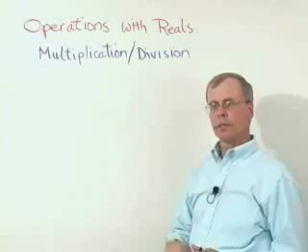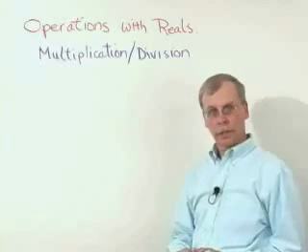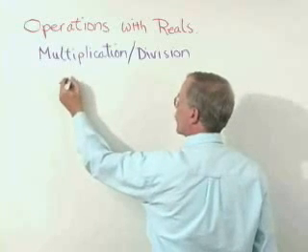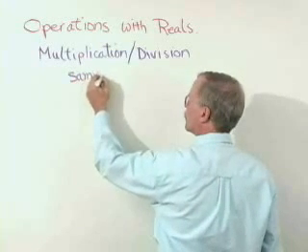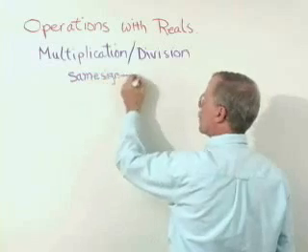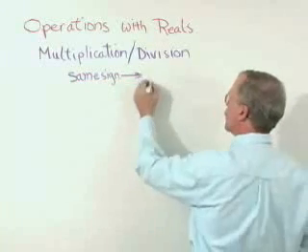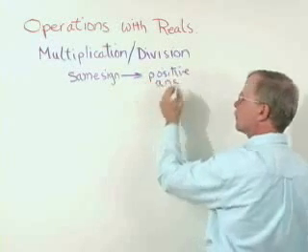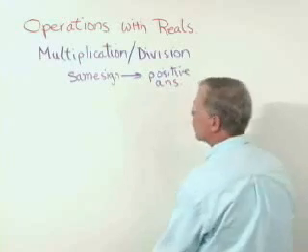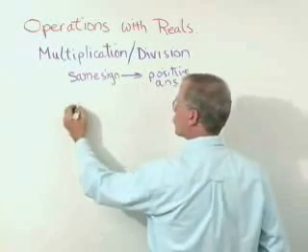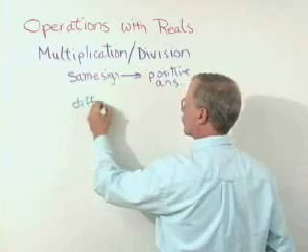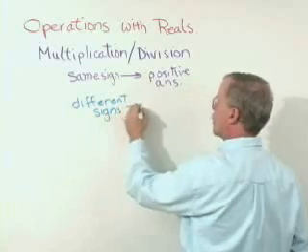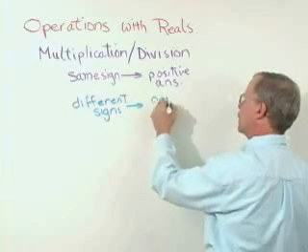Multiplication and division can be done with the same sort of rule designation. If the two numbers to be multiplied or divided have the same sign, then the answer is positive. If, however, they have different signs, then they have a negative answer.